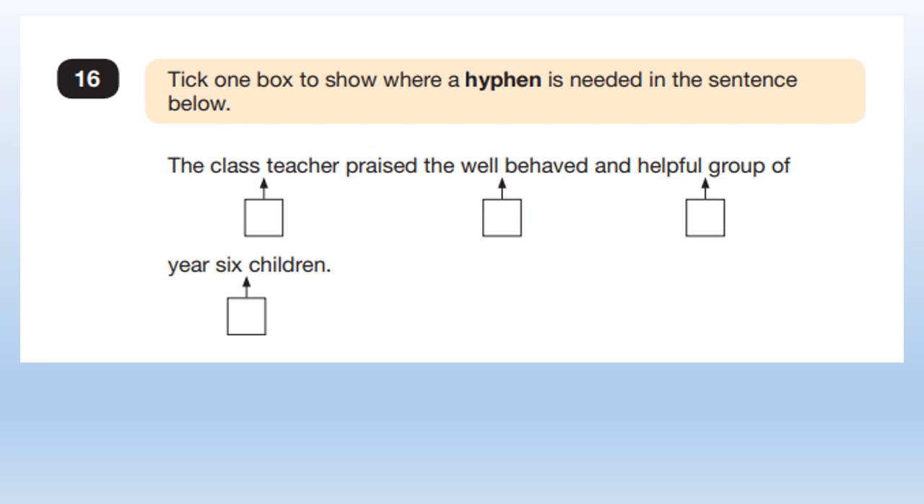Now, of those options, there is one where the adjective needs to be joined together, and that is well-behaved, because that is describing the children. They're not well and they're not behaved as two separate things. They are well-behaved. So the hyphen would go in the second box to make well-behaved one adjective. Okay, have a look at the second one and then again pause the video if you want some more time.